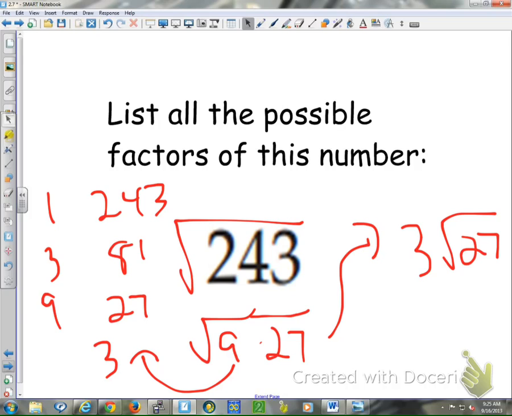Now, 27. Does 27 have a perfect square factor? What actual number is the factor of 27 that's a perfect square? Here's the thing. You're not going to have to do this every time. You're just looking for the perfect squares, right?